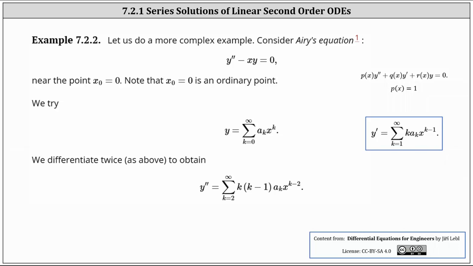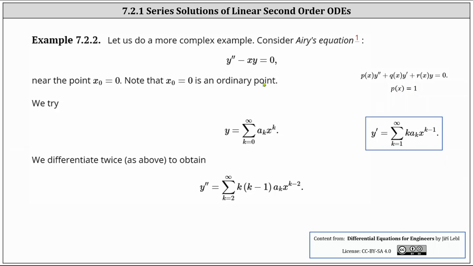In this lesson, we'll determine the power series solution to Airy's equation, which is y double prime minus xy equals 0 near the point x sub 0 equals 0. Comparing the form of Airy's equation to the form shown here on the right, notice p of x is equal to 1, and since p of x sub 0, or p of 0, equals 1, not 0, x sub 0 equals 0 is an ordinary point.